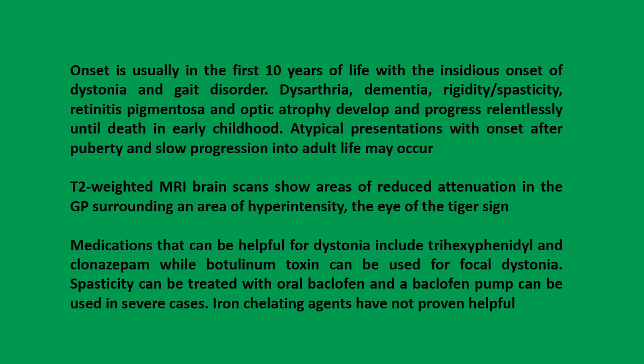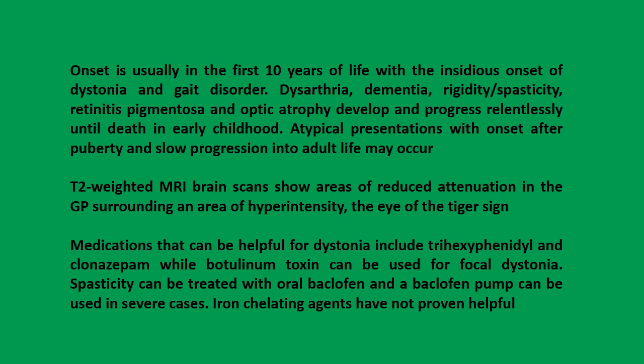Onset is usually in the first 10 years of life with insidious onset of dystonia and gait disorder, dysarthria, dementia, rigidity / spasticity, retinitis pigmentosa, and optic atrophy develop and progress relentlessly until death in early childhood. Atypical presentations with onset after puberty and slow progression into adult life may also occur.